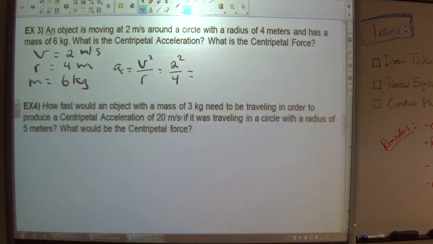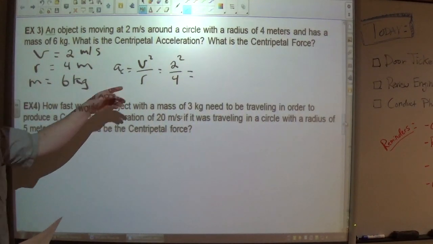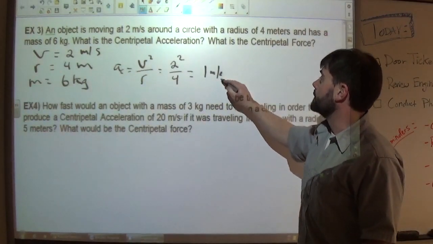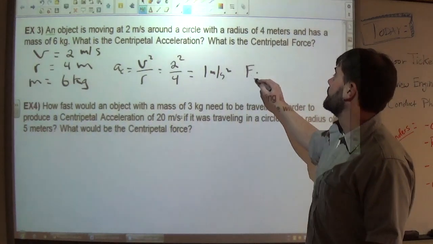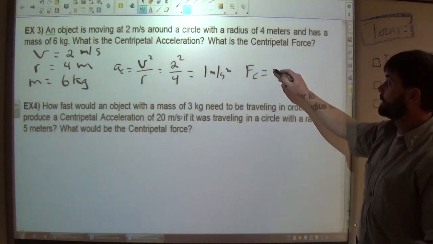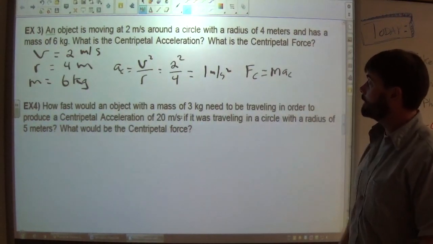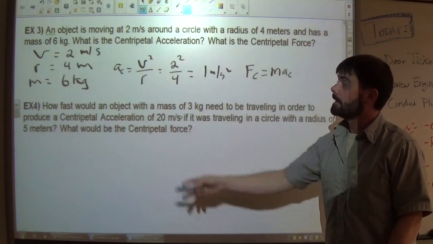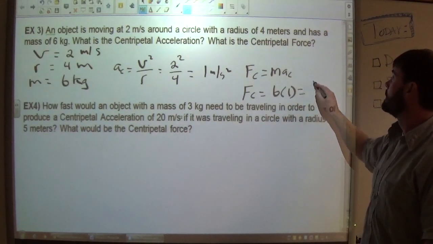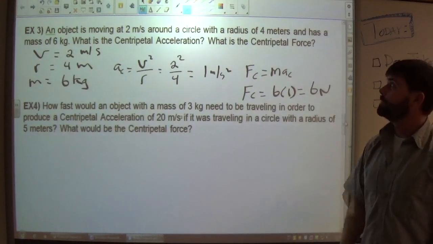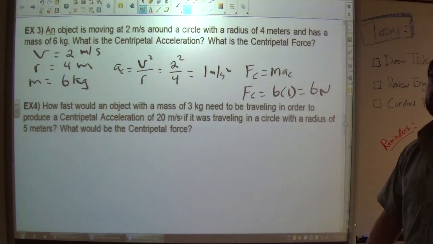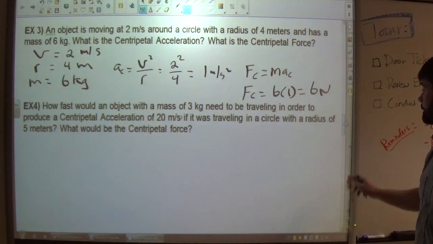Now the numbers here work out pretty easy, but we're just going through the steps. So I got 2 times 2 on the top, which is 4, divided by 4 just gives me 1. And our units will be meters per second squared. And then they're asking us to figure out centripetal force, which is nothing more than the mass times the centripetal acceleration. Centripetal acceleration is 1, and our mass is 6. So our centripetal force is 6 times 1, which gives us 6 newtons. So this would be equal to the centripetal and also the centrifugal force, if you think of it in terms of equal and opposite directions.